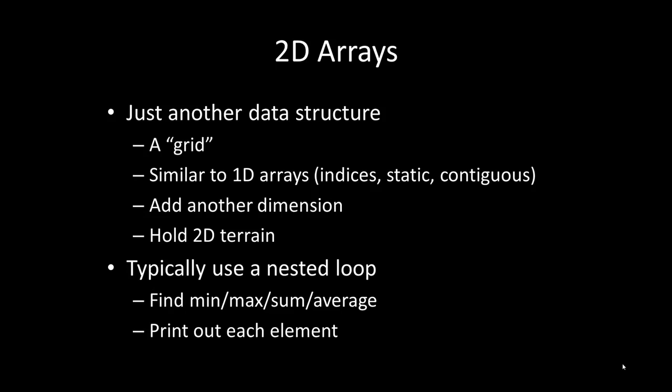And we're actually going to be using these data structures to hold our 2D terrain. Whenever we need to traverse a 2D array, typically we use a nested loop. So we can do things like finding the min and the max and the sum and the average of all of the elements inside the 2D array, or we could even print out each element.